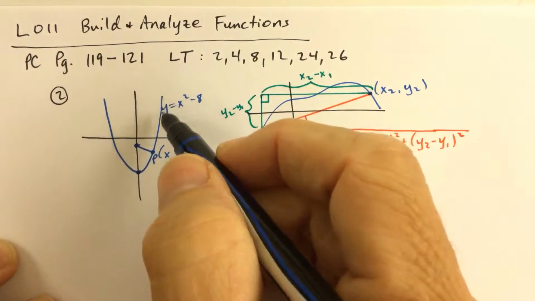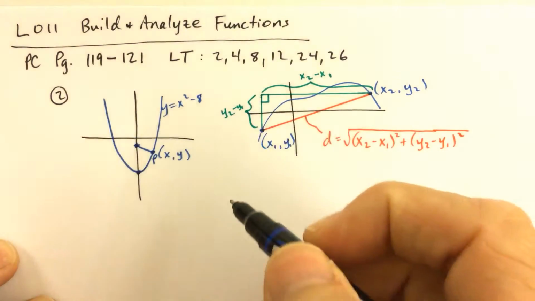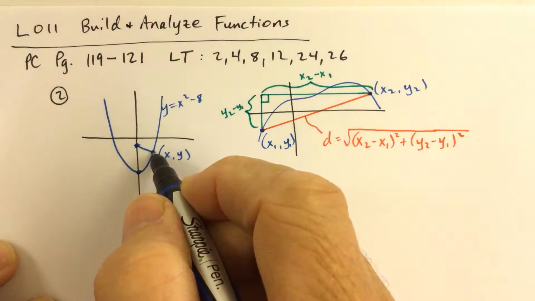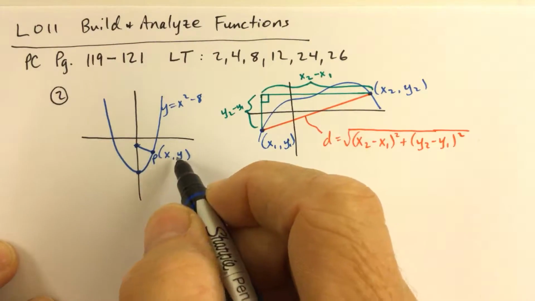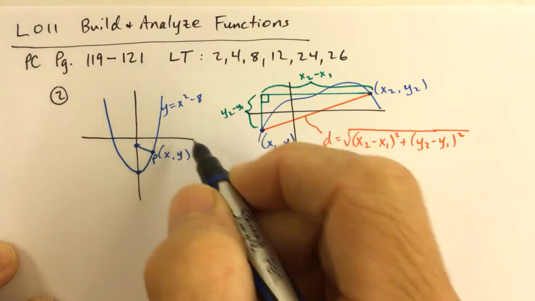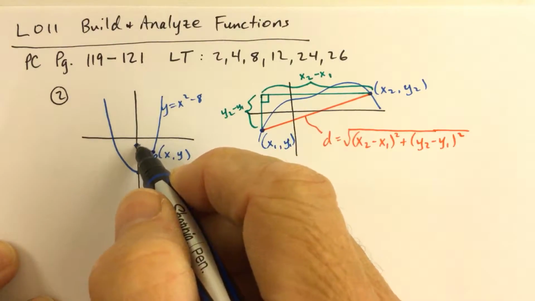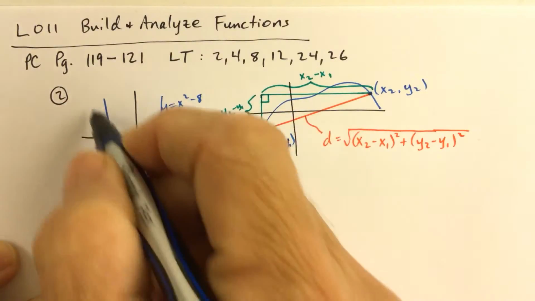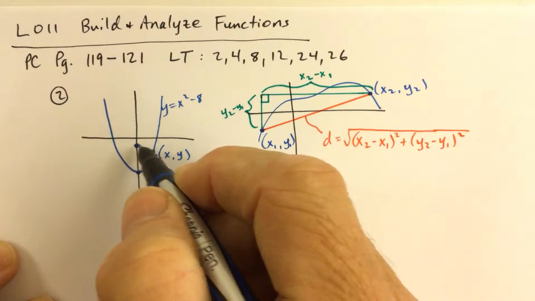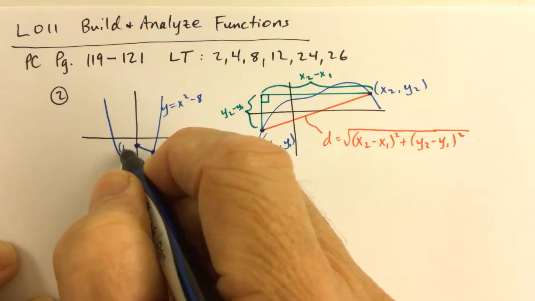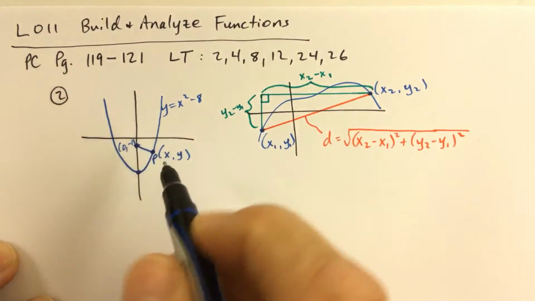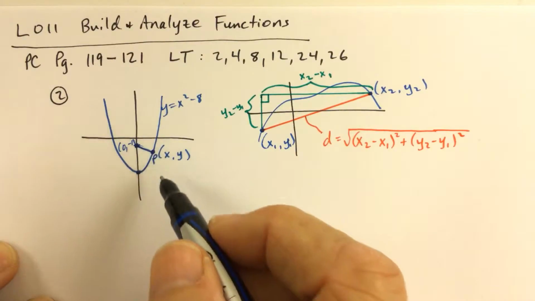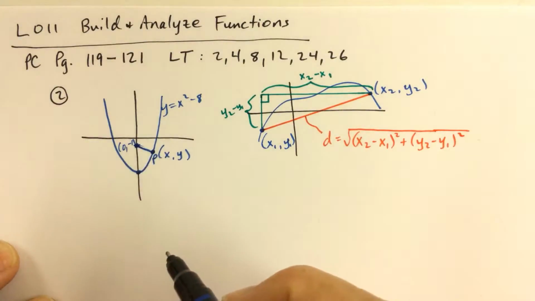So we have the equation y equals x squared minus 8, which I graphed as a parabola. And we have the point P over here, which has coordinates (x, y). Now P could be anywhere, but we're trying to figure out how to express the distance between some point P on the graph of this function and the point (0, -1). So we have this point (0, -1) right there. We're trying to come up with the equation for the distance between the 2 points.